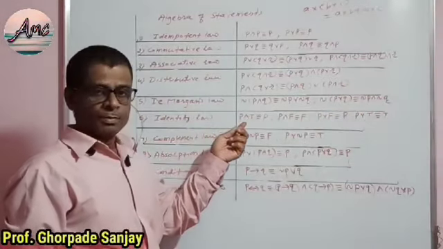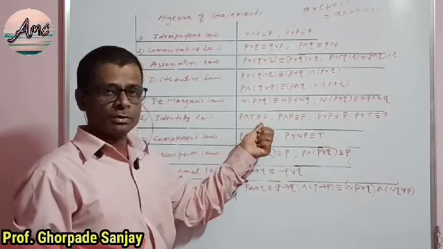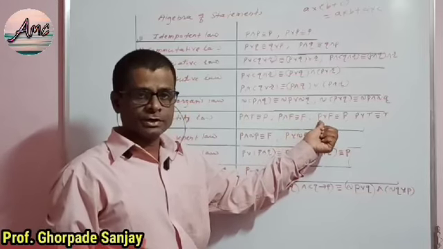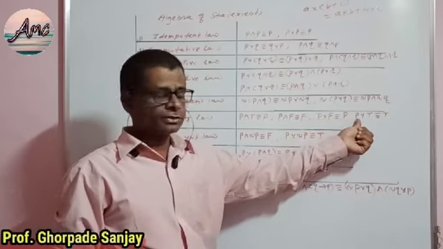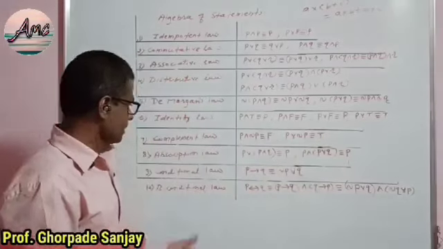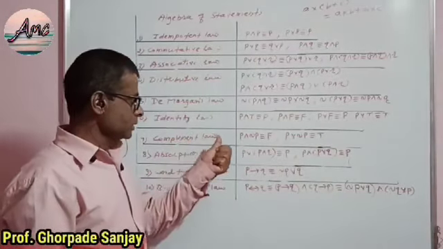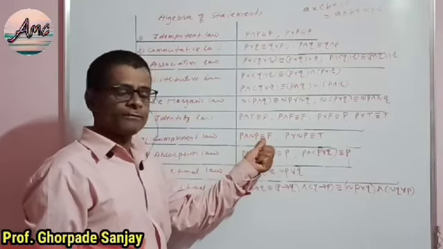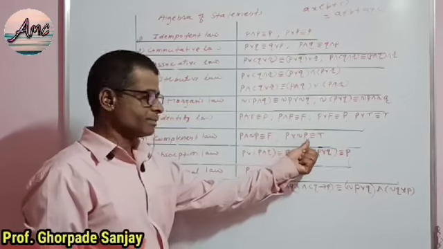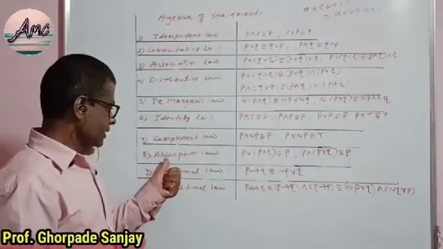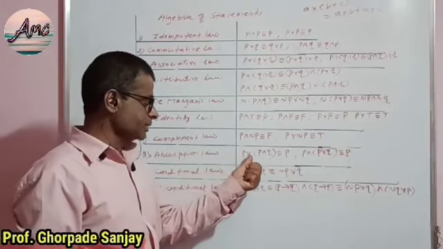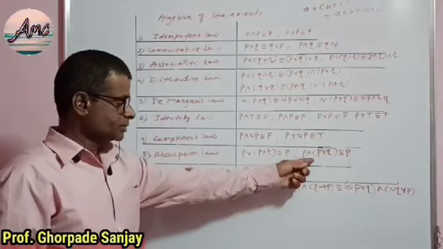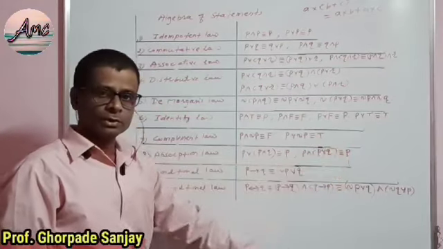Now the next law is what? Identity law. P conjunction T is equivalent to P, or P conjunction F is equivalent to F, or P disjunction F is equivalent to P, or P disjunction T is equivalent to T. Now complement law. P conjunction negation of P is equivalent to F. P disjunction negation of P is equivalent to T. Then absorption law. P disjunction (P conjunction Q) is logically equivalent to P. P conjunction (P disjunction Q) is logically equivalent to P.